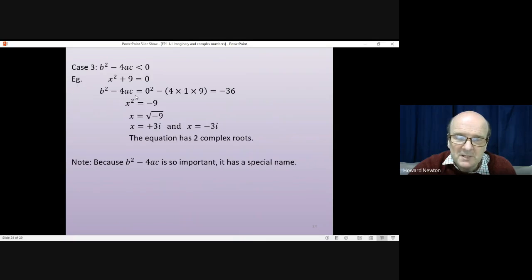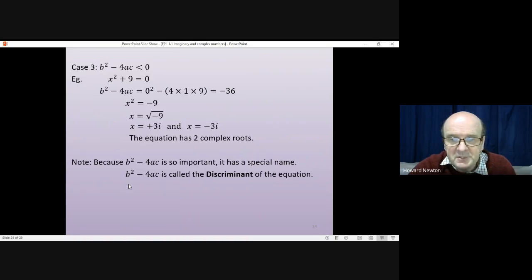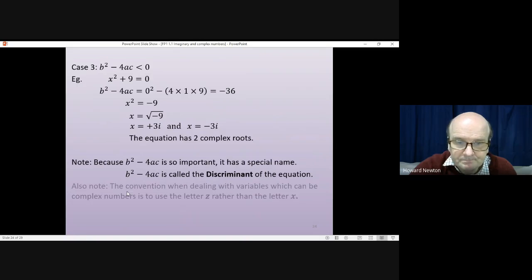Now, because b squared minus 4ac is so important, it has a special name. It's a name you may well have heard before, and I mentioned it earlier on. B squared minus 4ac is called the discriminant of the equation.